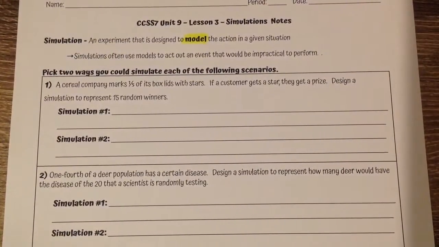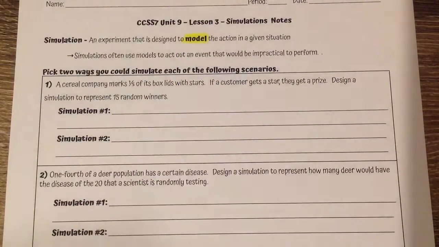Alright, for lesson 3, we are looking at simulation. A simulation is an experiment that is designed to model the action in a given situation. Simulations often use models to act out an event that would be impractical to perform. We just did a lab where we did different examples of simulations. Now we're going to go through a couple scenarios and come up with our own simulations to represent them.